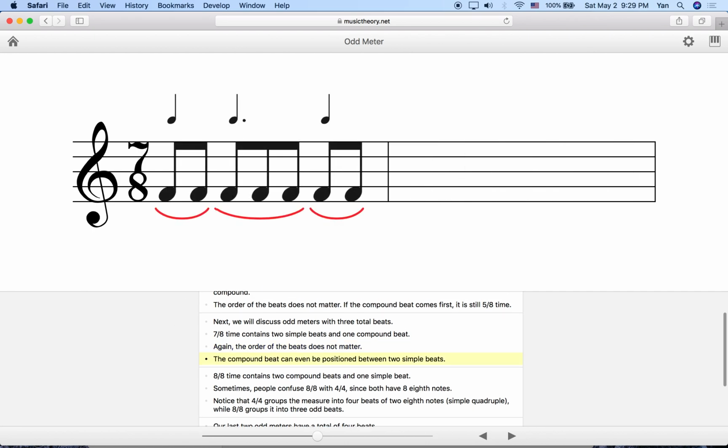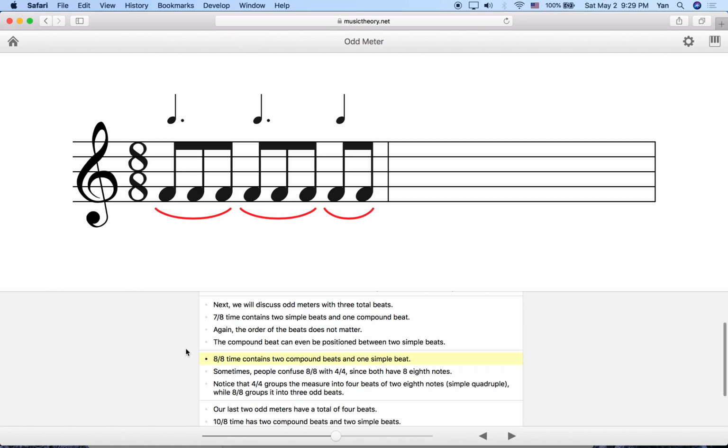You can also see it like this. This grouping is less common. I haven't seen it as much in music, but it's certainly possible to have 1 and 2 and 3 and 1 and 2 and 3 and. But it is a possibility, so just watch out for that.